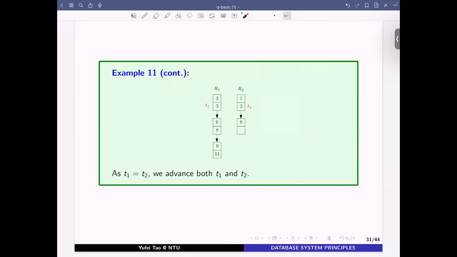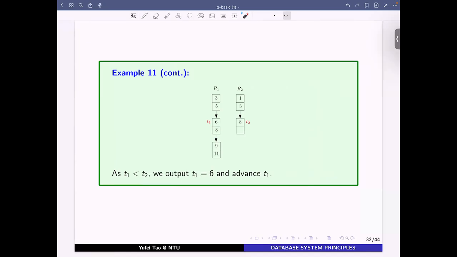Now you can see T1 points to 5, and the tuple that the pointer T2 points to is also 5. Now you can see they are equivalent to each other. So this is the equivalent case. What can you say? You can say for sure that this 5 is not in the output, because obviously it's right here. It's present in R2. So we're done with this, and then we can advance the pointer T1 to the next position, and we can also advance T2 to the next position.